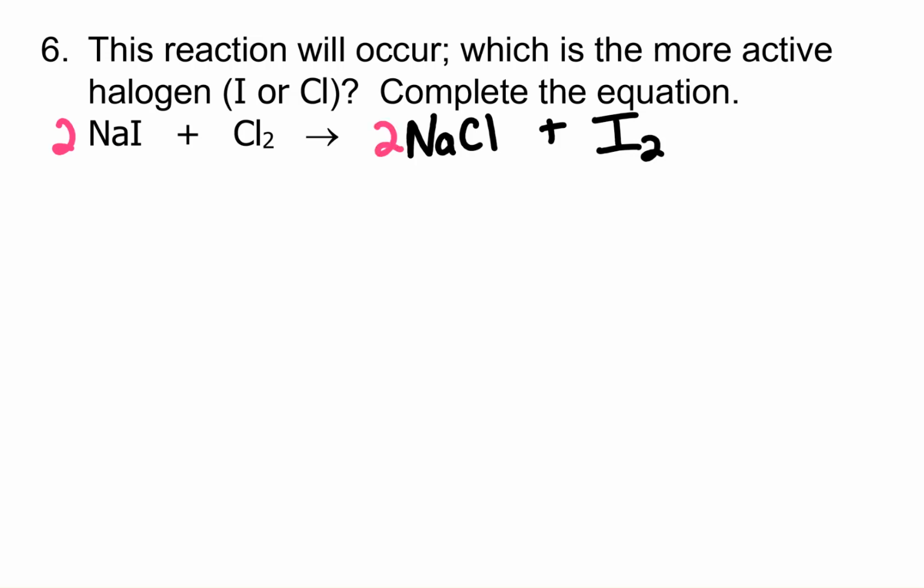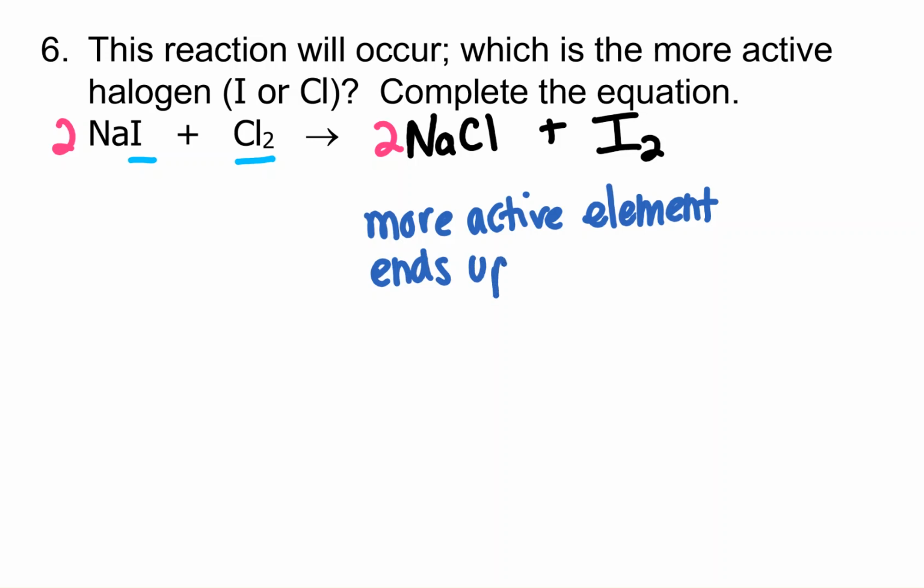Okay, and then we want to say which is more active of the two elements. We're always comparing the element that was by itself and the one that it replaced. What you need to know is that the more active element ends up in the compound. In our case, that's going to be chlorine.